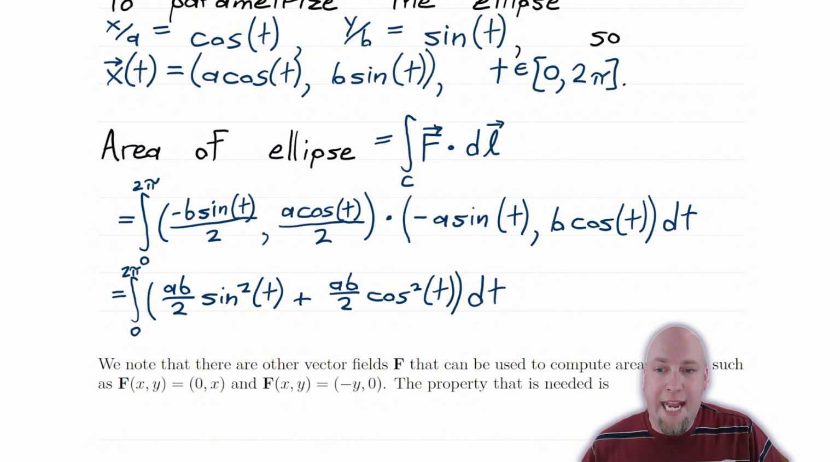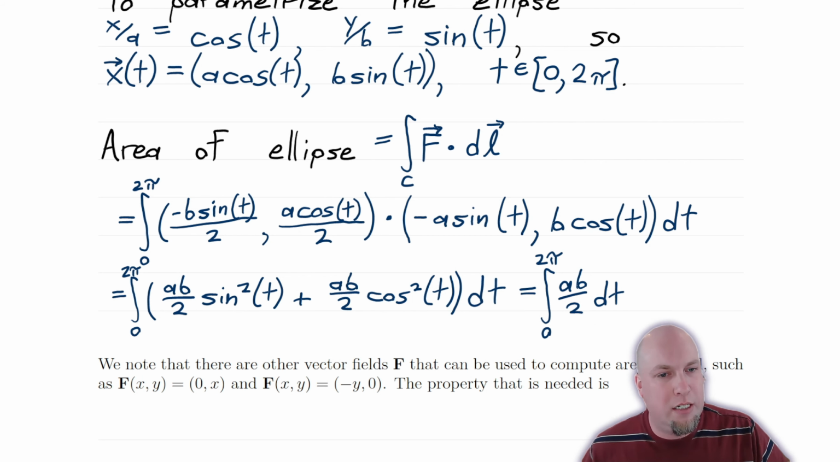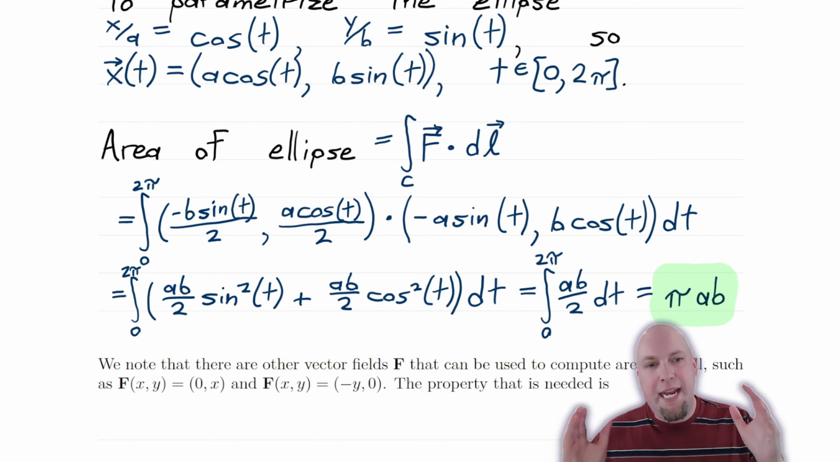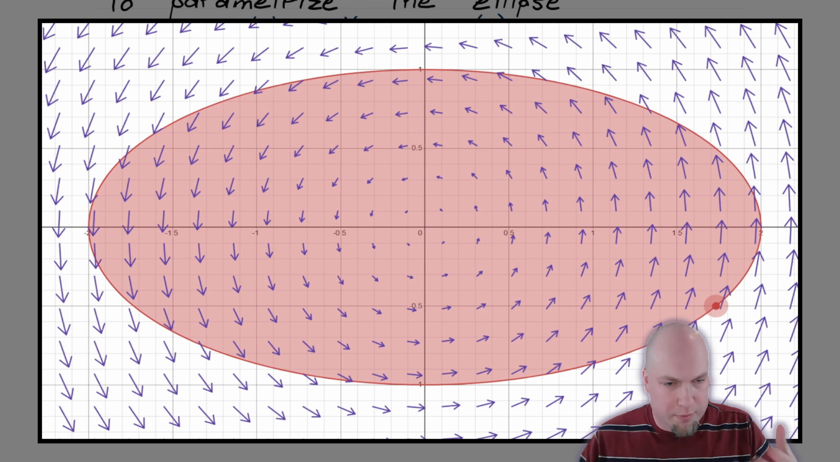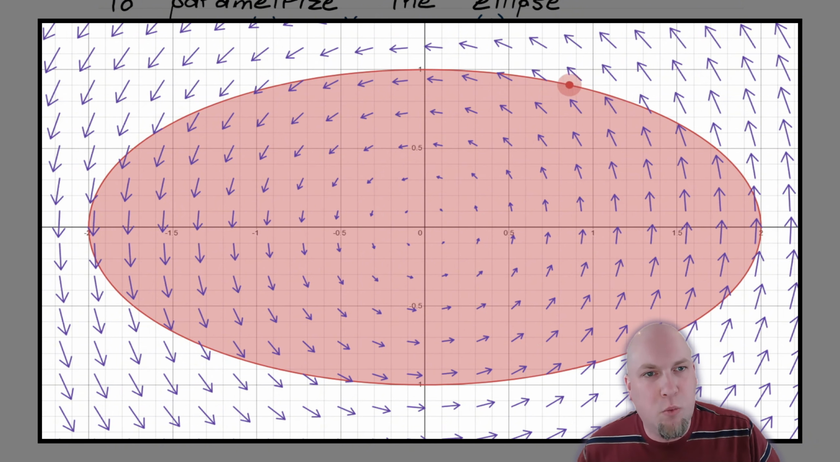I've still got the ab over 2, which I can pull out of that 1, the sine squared plus cos squared. So now I'm just integrating a constant from 0 to 2 pi. So it's just that constant times 2 pi. In other words, I just get pi times ab as my area of that ellipse, which you may have seen that formula before, but this is one of the nicest ways that you can derive it.